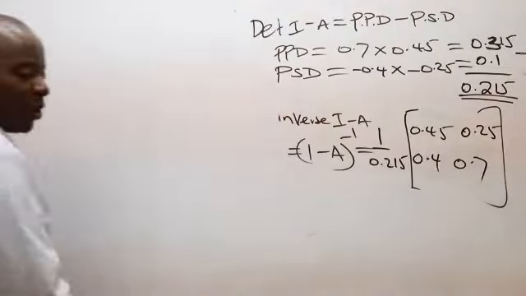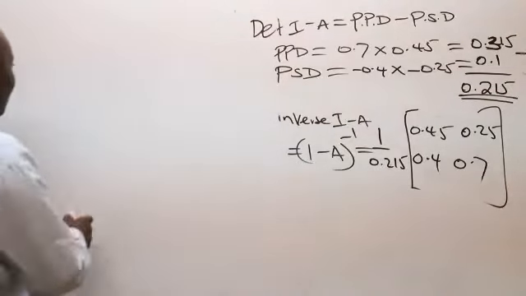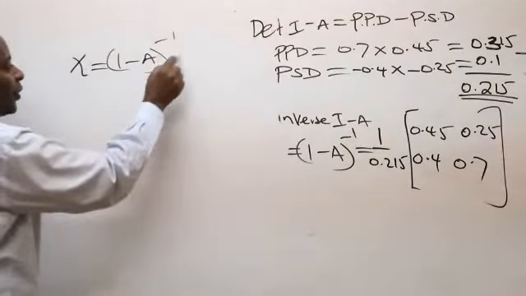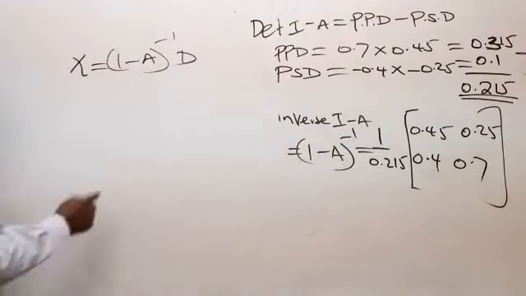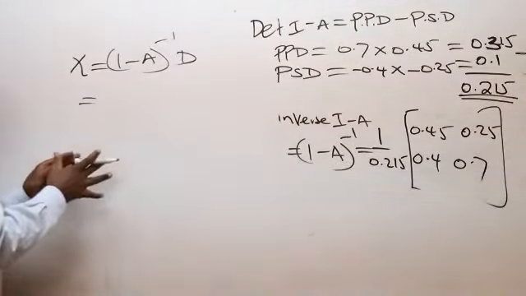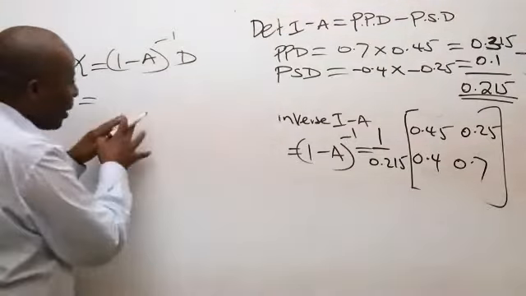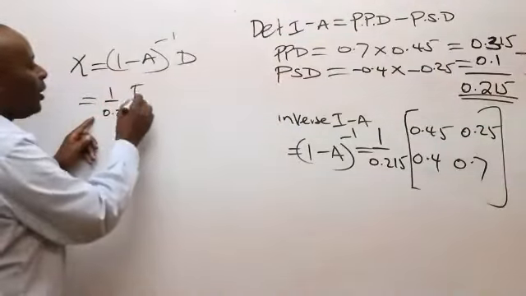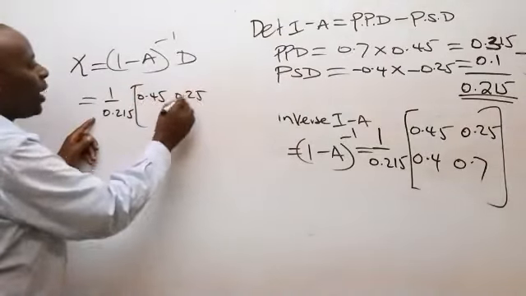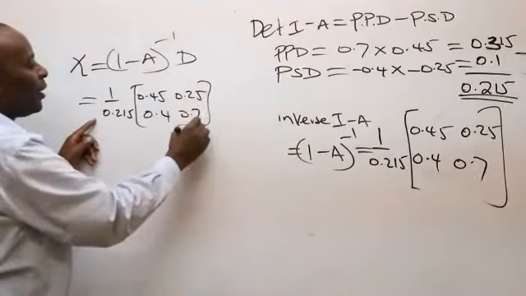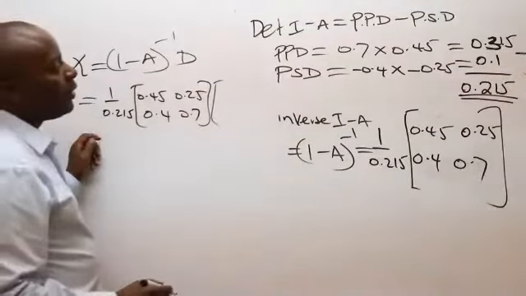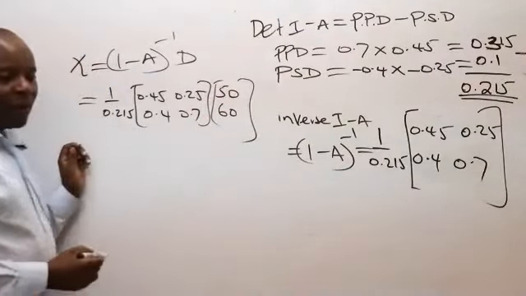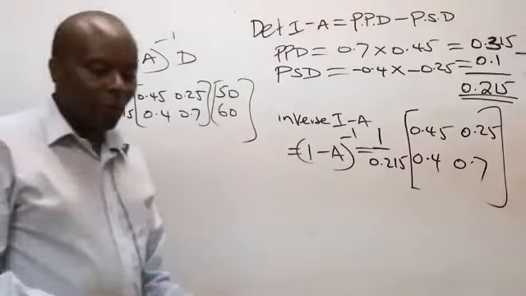What you're supposed to do here is remind them of the model. Our model is X equals I minus A inverse multiplied by D. If I feed my parameters into my model, I minus A inverse is 1 over 0.215 into 0.45, 0.25, 0.4, 0.7 multiplied by D. Our D, which is final demand, was 50, 60.